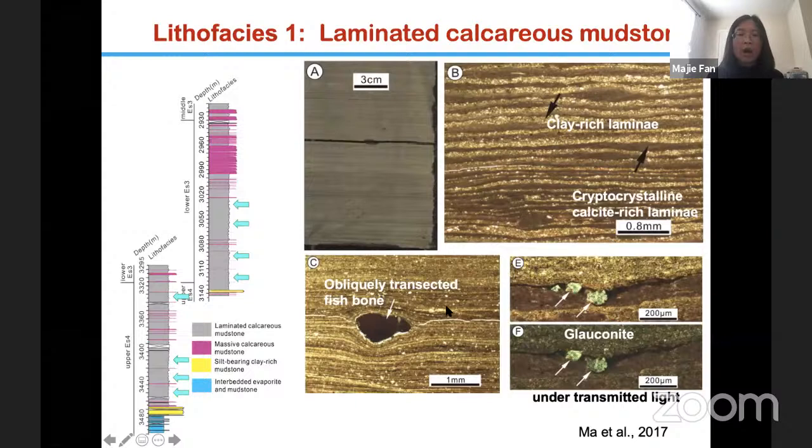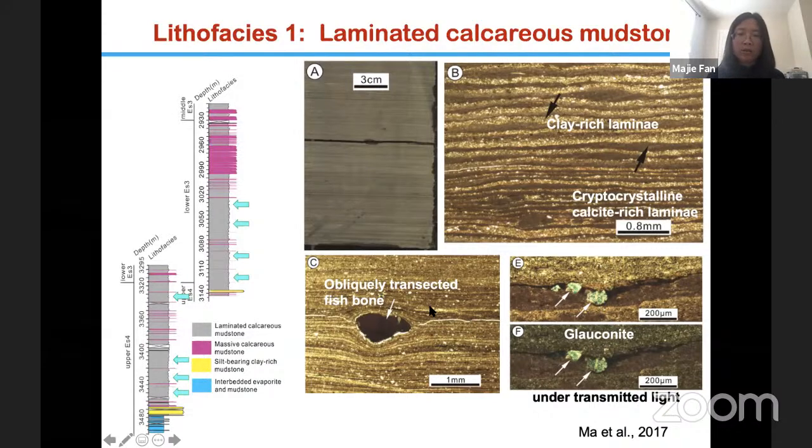Okay. We also see some fishbone under thin section. This slightly distorts the lamina a little bit. Okay. We also observe glauconite. This is also documented in modern lacustrine environments and shows that the presence of glauconite typically indicates deeper water depths, more than 35 meters.